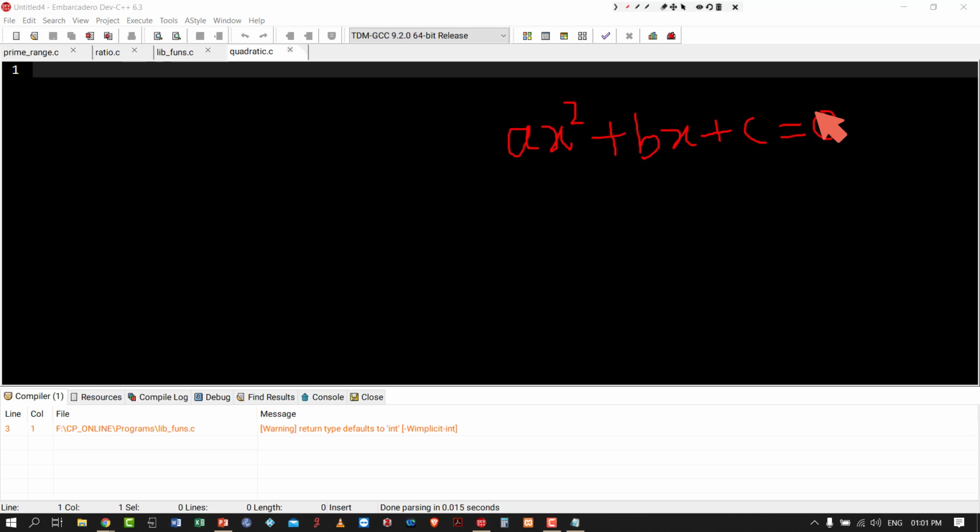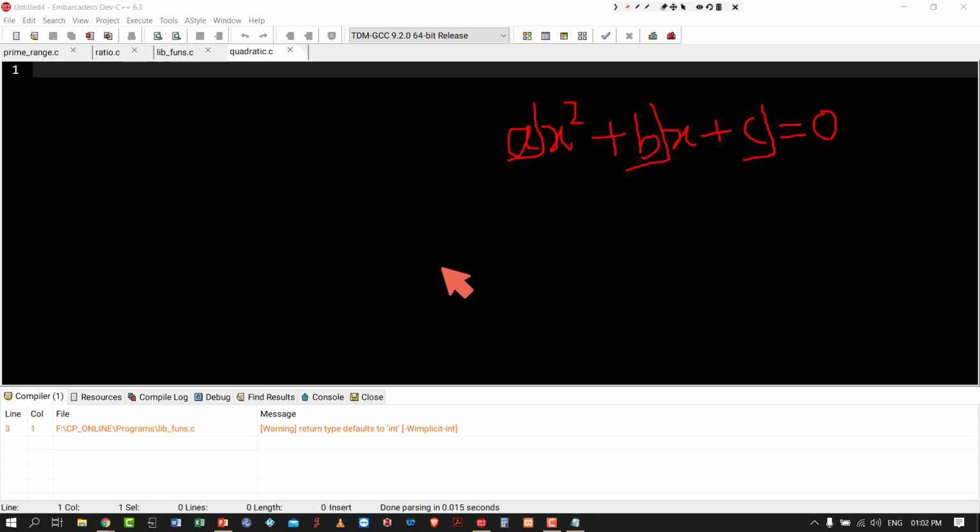Okay, you can mute the mic. In this program, how many inputs will be there? Three inputs. What are they? A, B, C. Okay, A, B, C are the inputs.